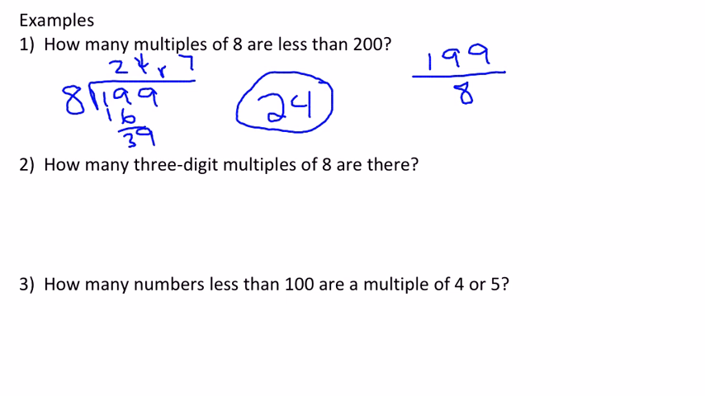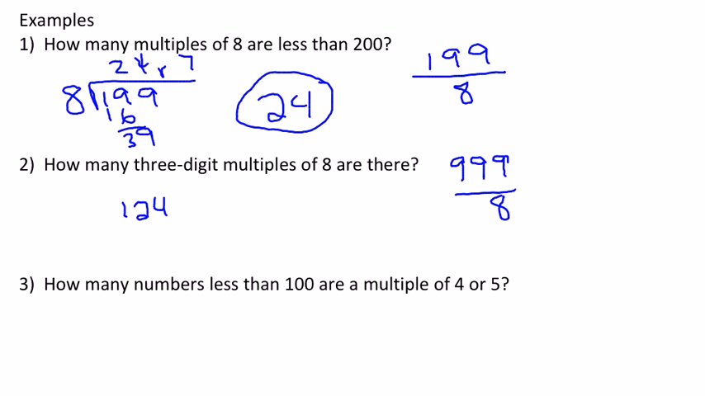The next one asks, how many 3-digit numbers are multiples of 8? How many 3-digit multiples of 8 are there? Or how many 3-digit numbers are divisible by 8? Same question. So on this one, we start with the biggest 3-digit number, which turns out to be 999, and I divide that by 8. That gets me 124 remainder 7.